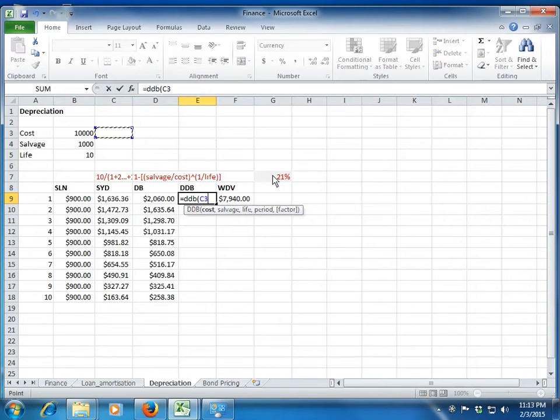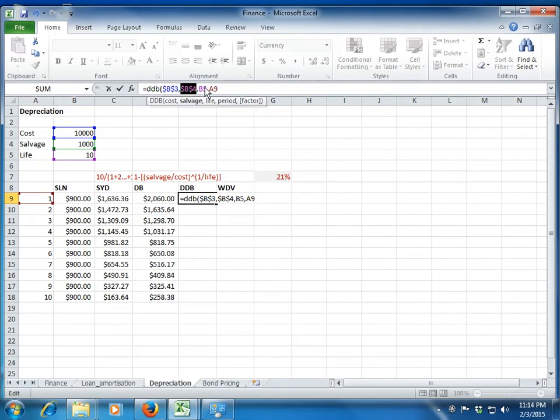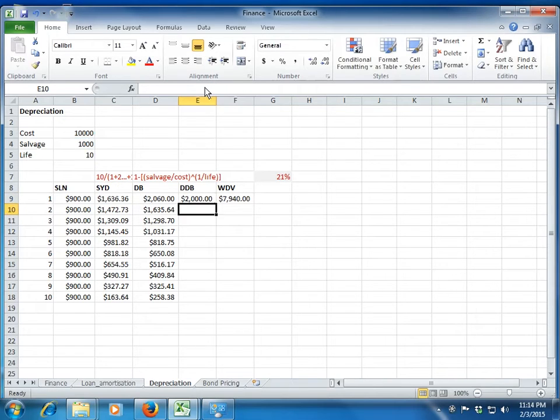So it asks for a cost, it asks for a salvage value, and finally it asks for life and period. Let me just freeze this cell and close the bracket. Fine. So you see that rather than taking 10%, it's taking 20%, which is 2000.